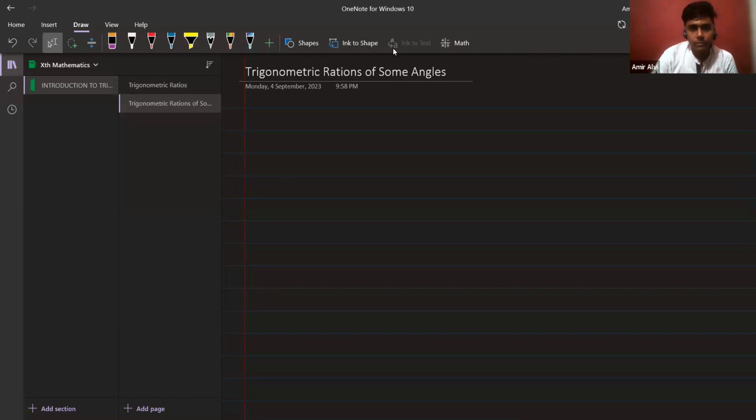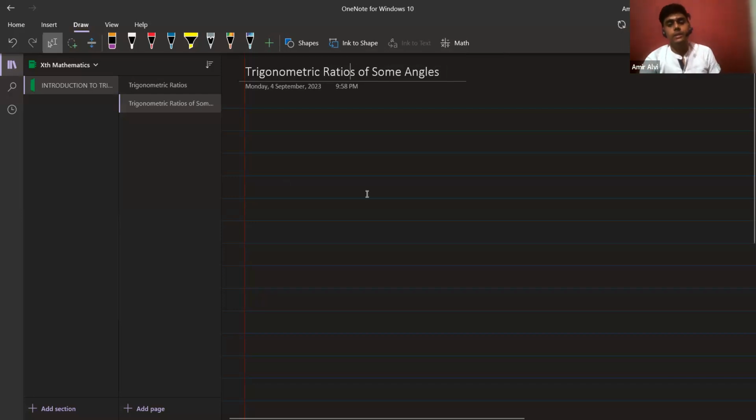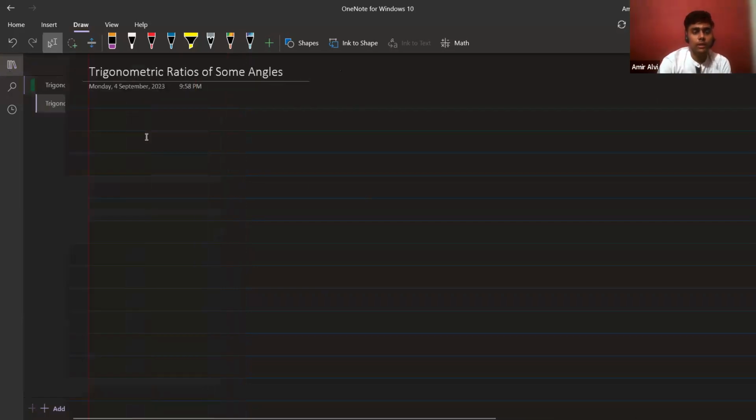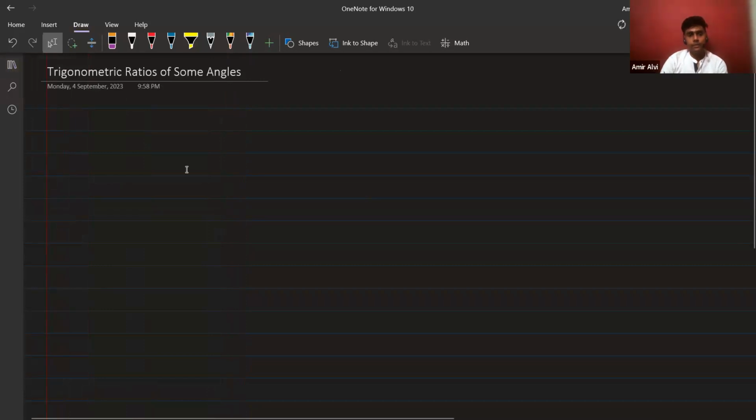Now, at this point of time, just a second. I made a mistake actually. It is not relations, it is ratios. It is basic. So trigonometric ratios of some specific angles, because we have some angles which are very common in use, like 30 degrees, 60 degrees, 90 degrees, and the most important thing is that we can easily calculate the values of those angles. So we have to memorize those values to use them efficiently and effectively.